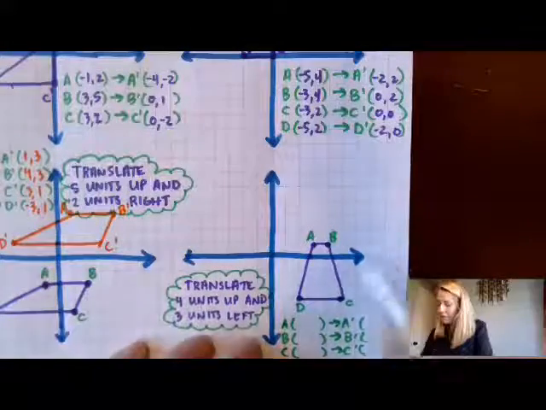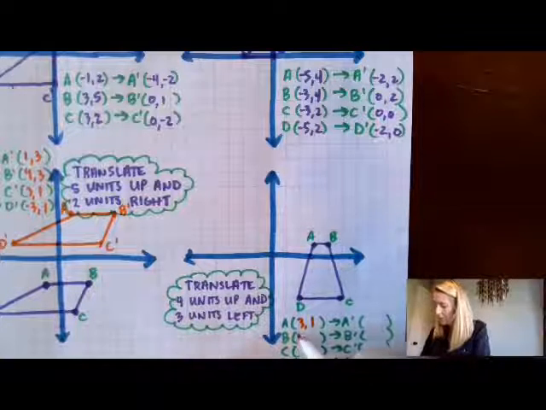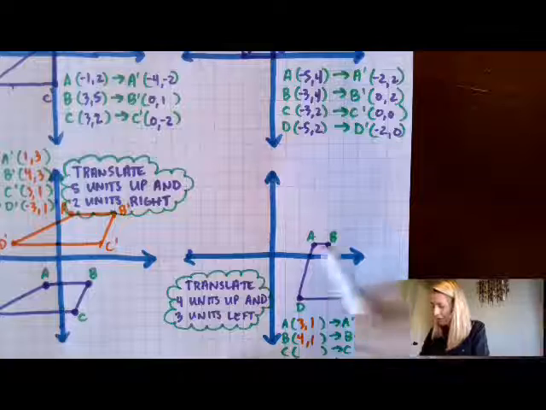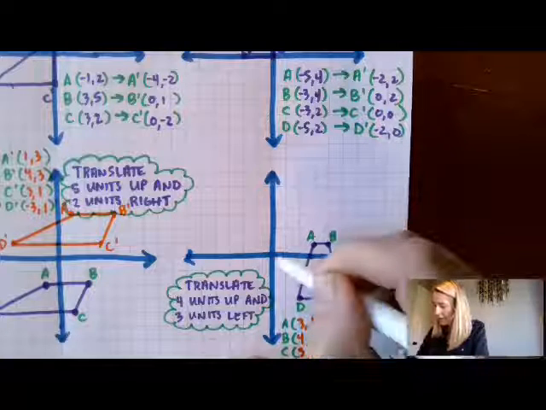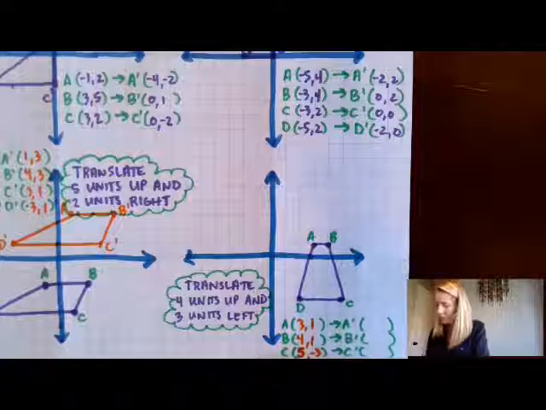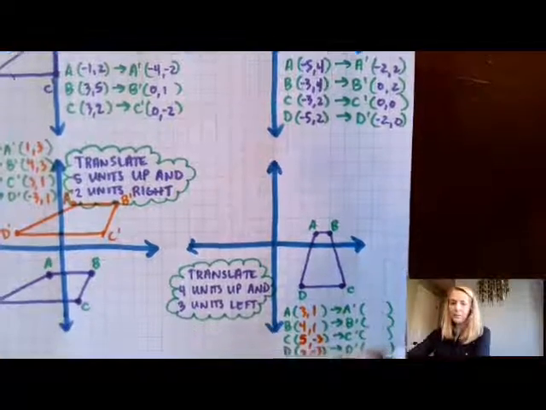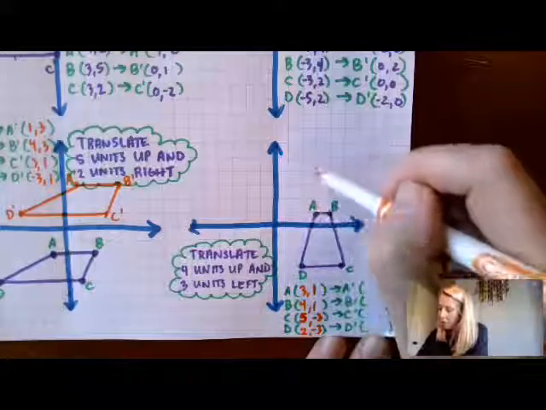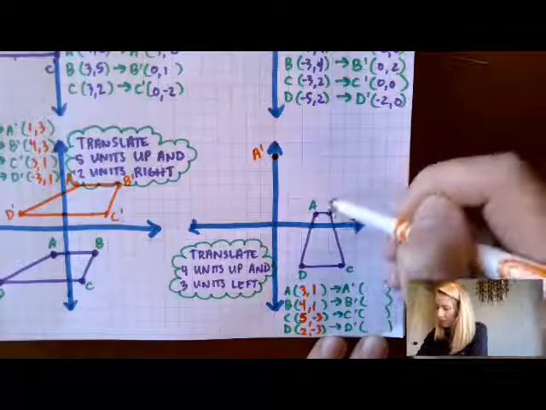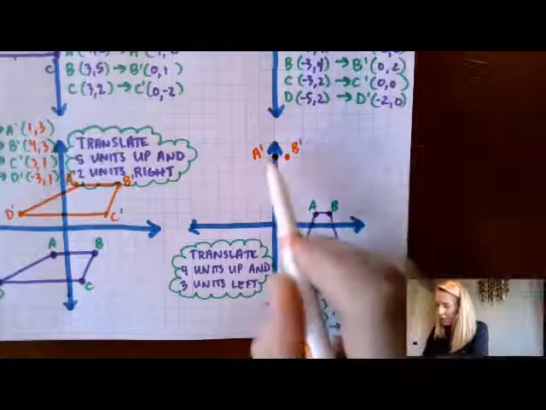And then on this one, A is going to be at 3, 1. B is going to be at 4, 1. C is at 1, 2, 3, 4, 5, 1, 2, 3, negative 3. And D is at 2, negative 3. Okay, so now I'm translating 4 units up and 3 units to the left. 1, 2, 3, 4. 1, 2, 3. Here's A prime, B prime, which makes sense, they're 1 spot apart.